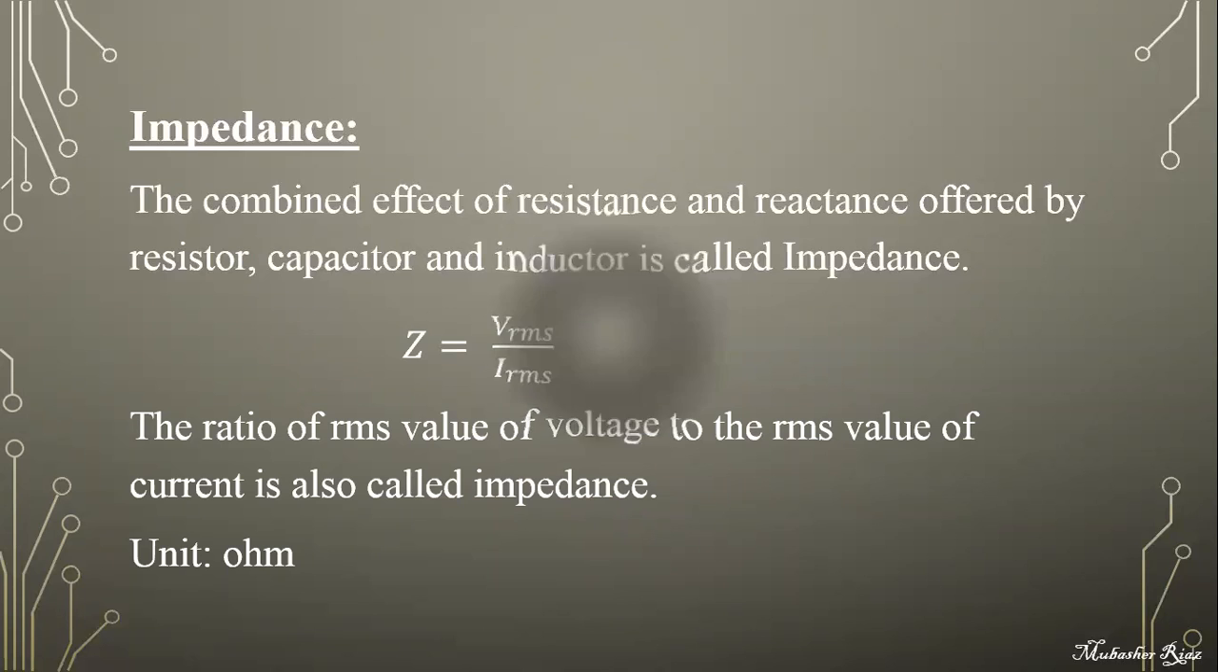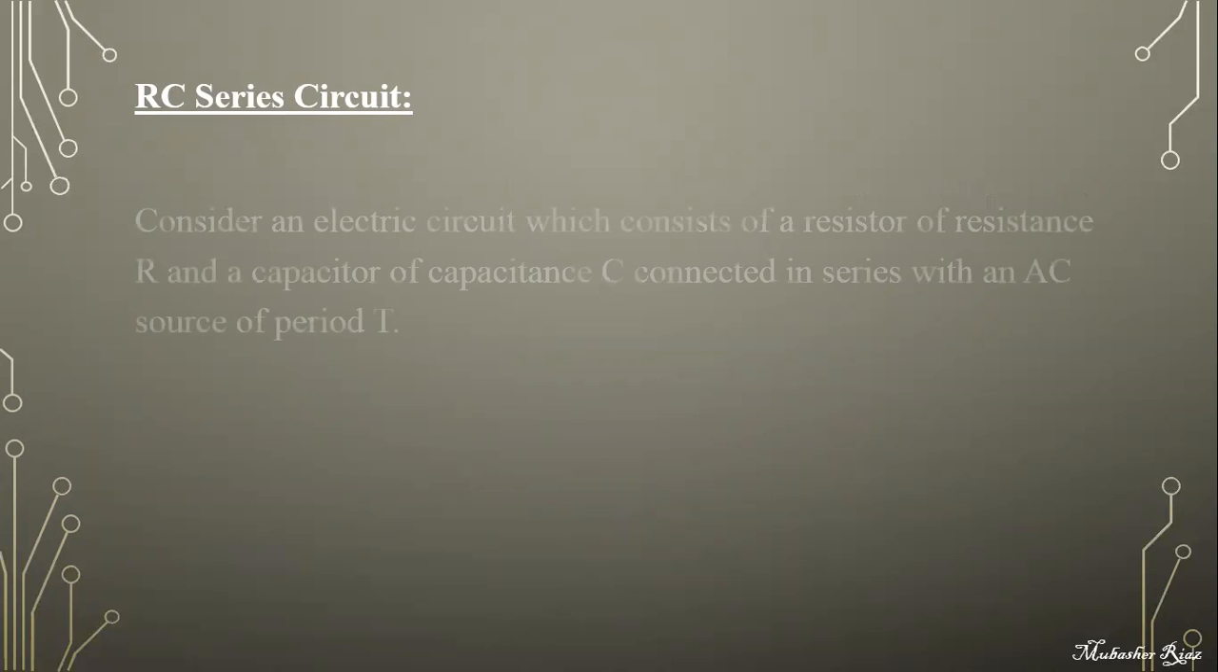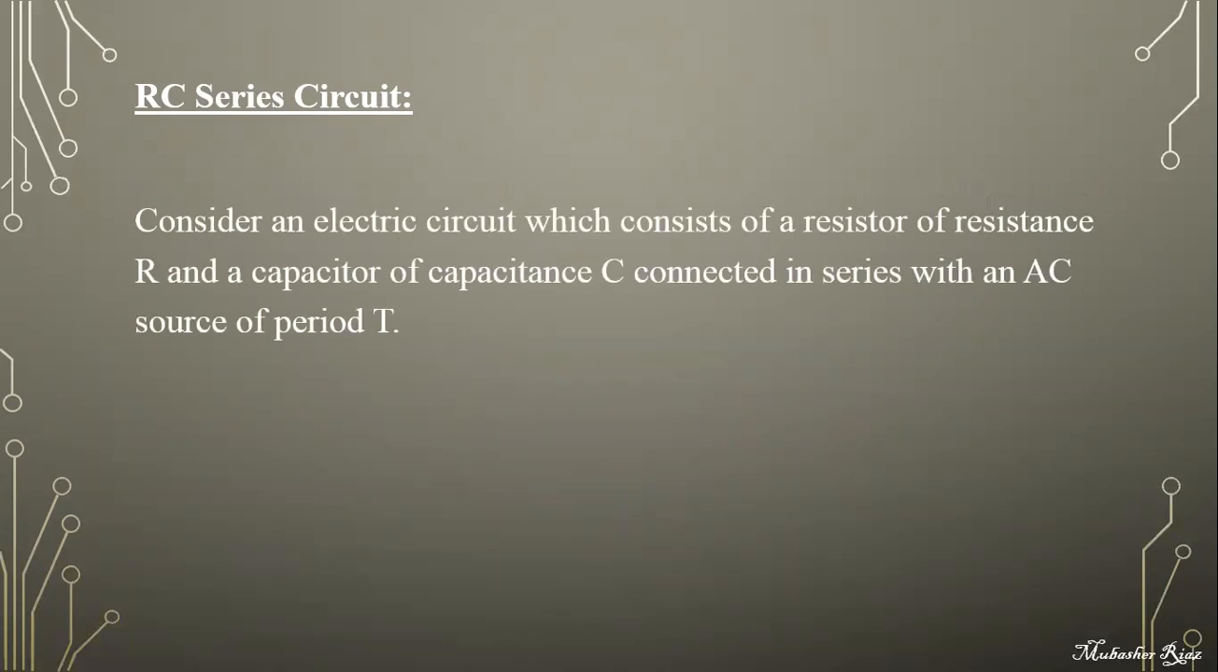So let me start our first topic, the RC series circuit. For this purpose, let me consider an electric circuit which consists of these two components: a resistor having resistance R, a capacitor having capacitance C, and both components are connected in series with an AC source having period T. T is the time period of that AC source.